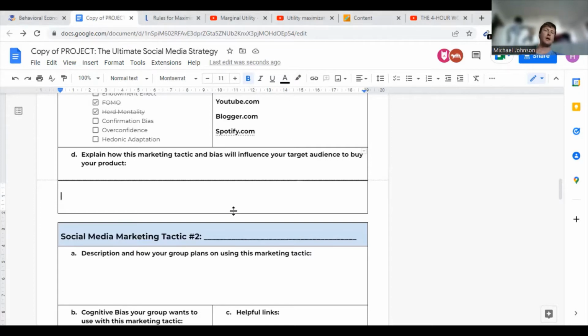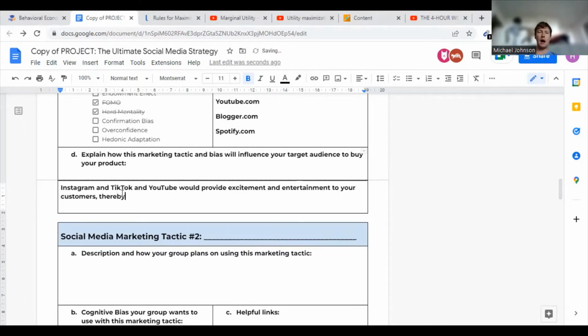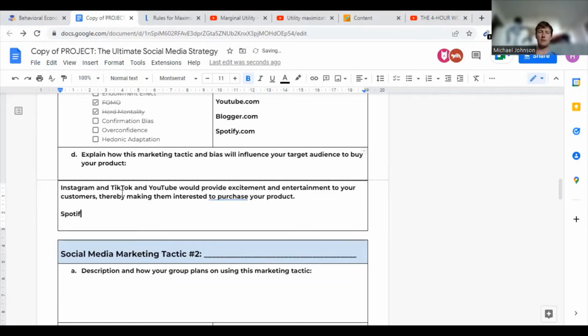Okay, that's okay. So I think, marketing tactic. So Instagram and TikTok and YouTube would provide excitement and entertainment to your customers, thereby making them interested to purchase your product. You could use Spotify, YouTube, and a blog to educate your customers on the benefits of your product.